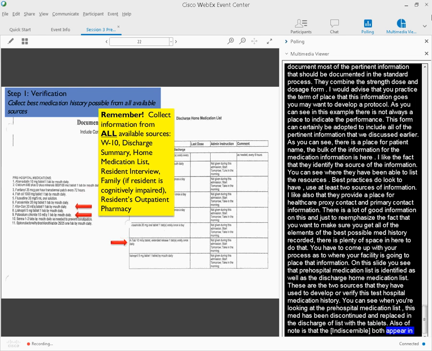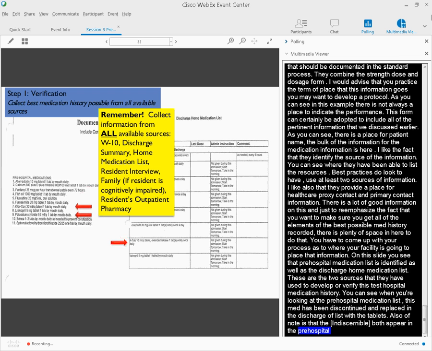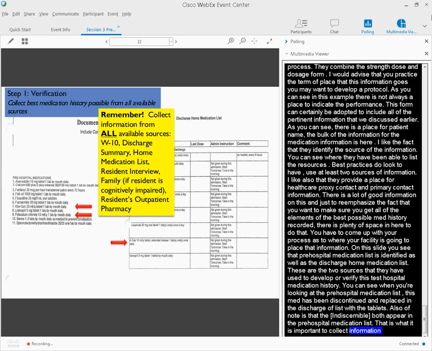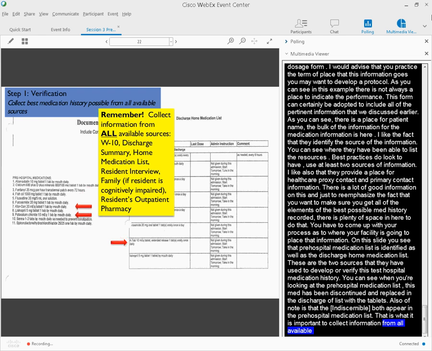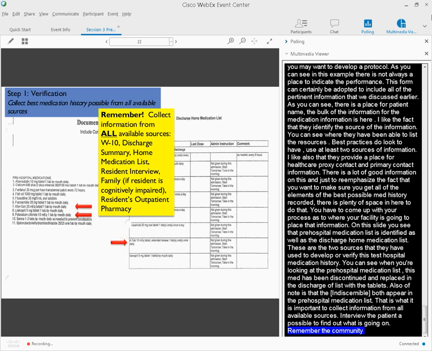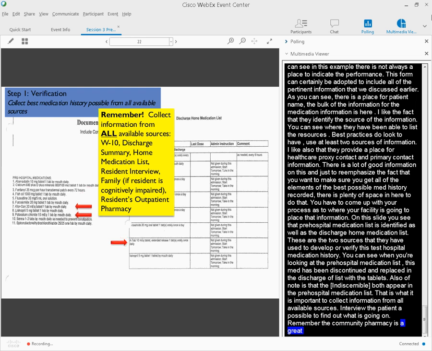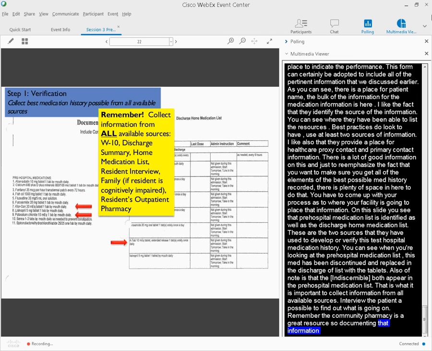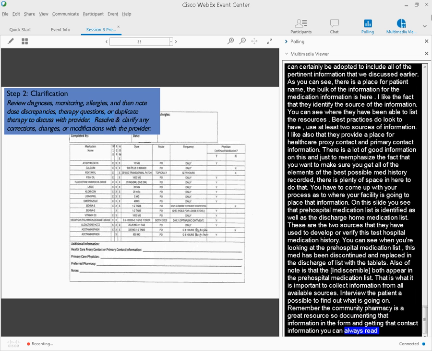And that's why it's so important to collect information from all available sources and interview the patient if possible to find out what is going on. Remember, again, the community pharmacy is a great resource, so documenting that information in the form and getting that contact information, you can always reach out to the community pharmacy for additional information.